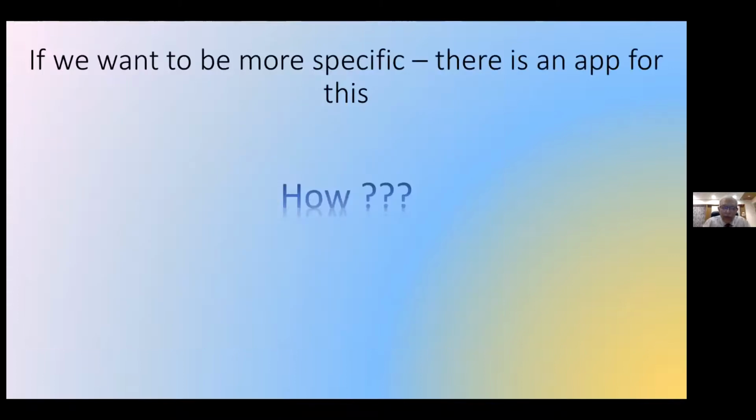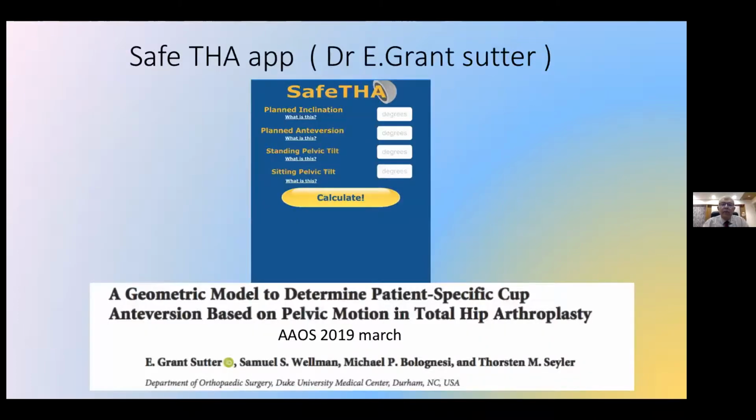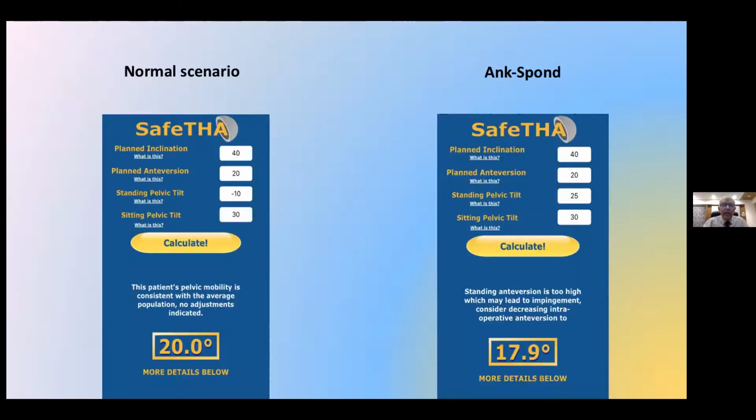And if you are finding it difficult, then we now have apps available where you can put the figures by drawing these X-rays, measurements, and calculate. And it gives us an idea whether you have to change your anteversion or you don't have to change the anteversion. And with this app, you can also be fairly accurate on table.